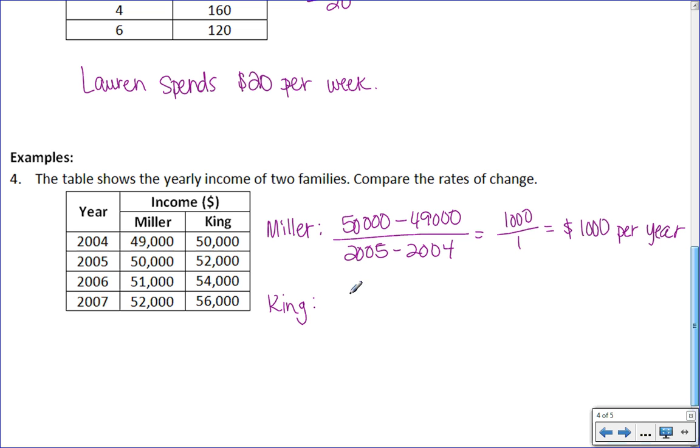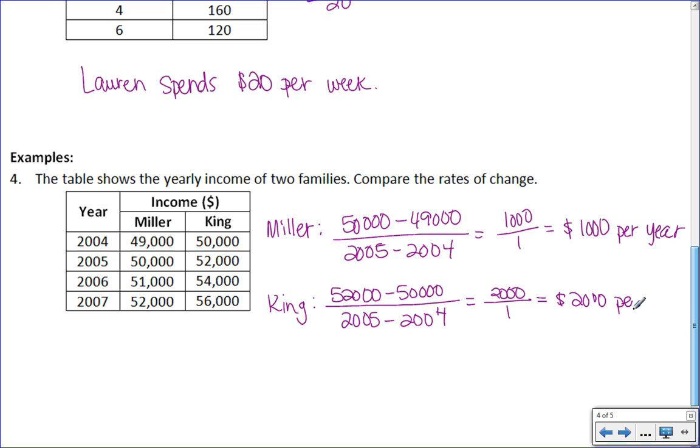So for these 2 years, the change is 52,000 minus 50,000. And then the change in years is 2005 minus 2004. And when we subtract these, we get 2,000. When we subtract these, we get 1. So that is $2,000 per year.